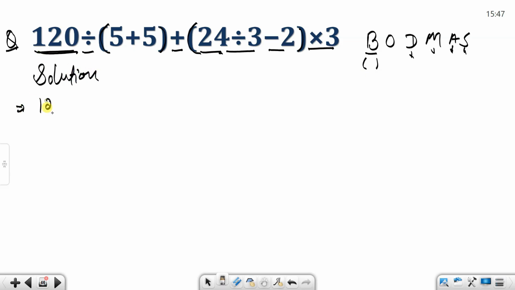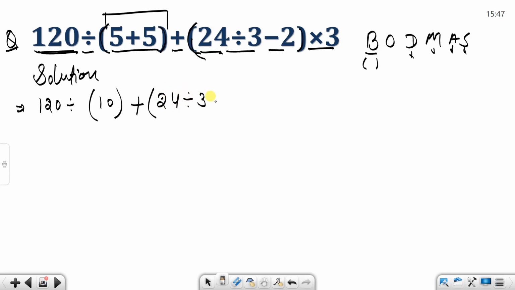120 divided by, if we solve the bracket 5 plus 5, it becomes 10. Now plus, in the bracket, 24 divided by 3 minus 2, bracket close, multiplied by 3. Now let's solve further. 120 divided by 10 plus, let's solve this bracket.